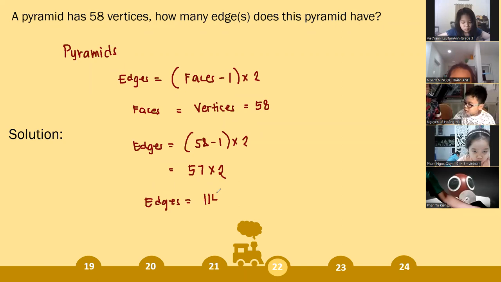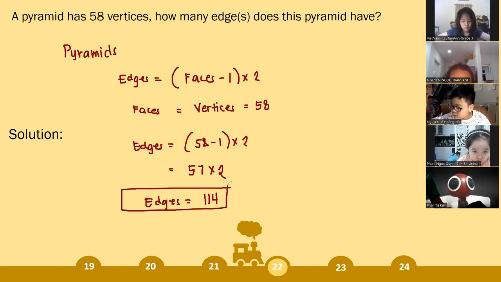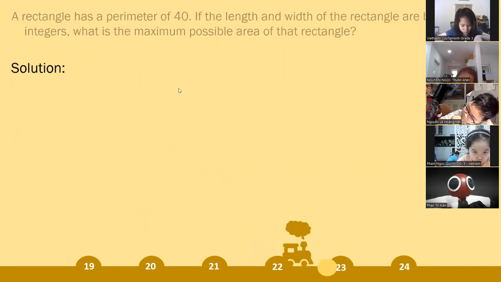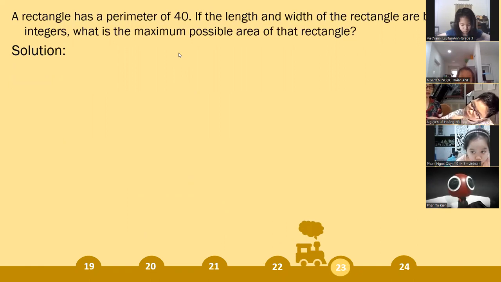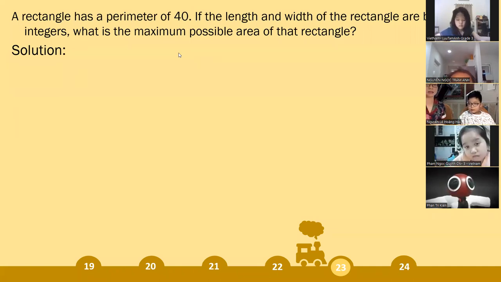Okay, next. A rectangle has a perimeter of 40. If the length and the width of the rectangle are both integers, what is the maximum possible area of that rectangle?